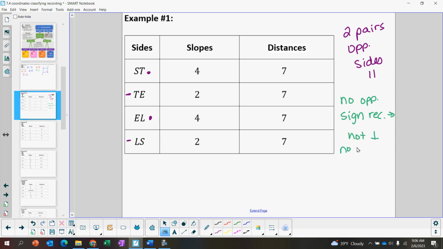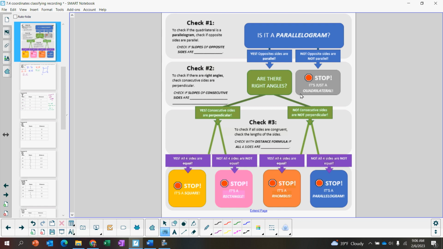So no right angles. So now in our chart, we went no. The consecutive sides are not perpendicular. We do not have right angles. So it can either be a rhombus or a parallelogram.